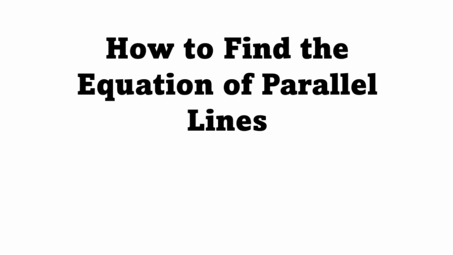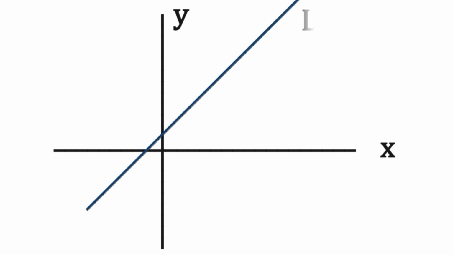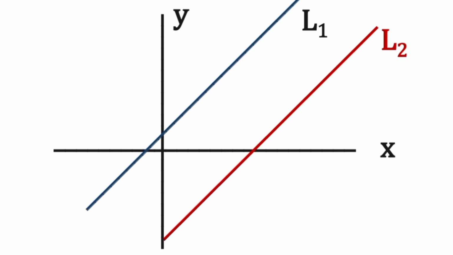Let's talk about how to find the equation of parallel lines. We have here the x and y axis. We have a line leaning towards the right. This is the first line, L1. And if we have a second line here, L2, and we have this one.